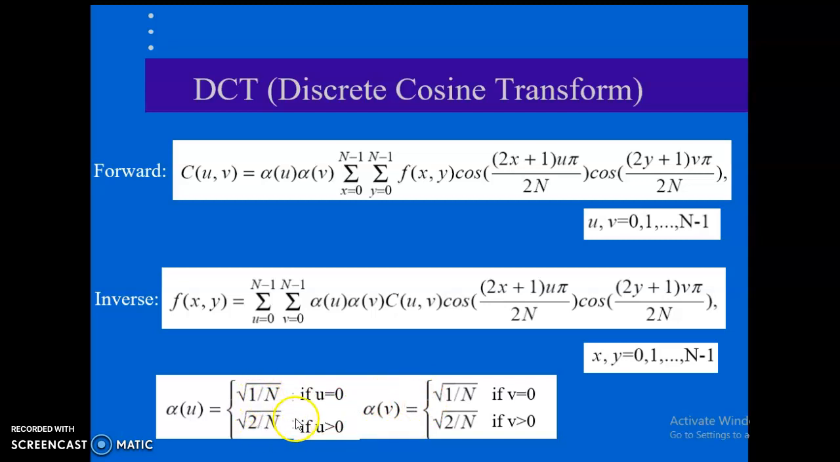Here, alpha of u: if u equals 0, root of 1 by n; if u is greater than 0, root of 2 by n. Similarly, alpha of v equals root of 1 by n if v equals 0, and if v is greater than 0, root of 2 by n.